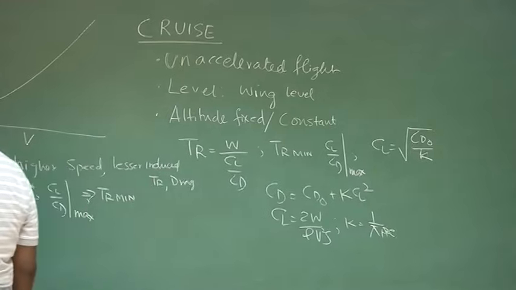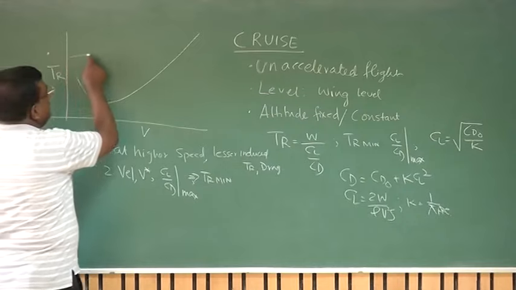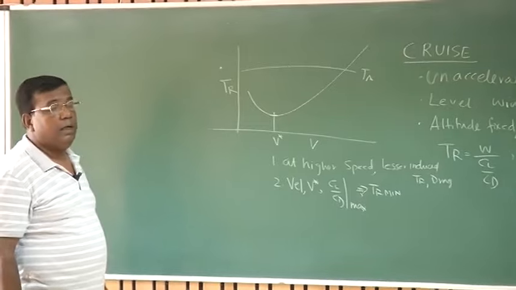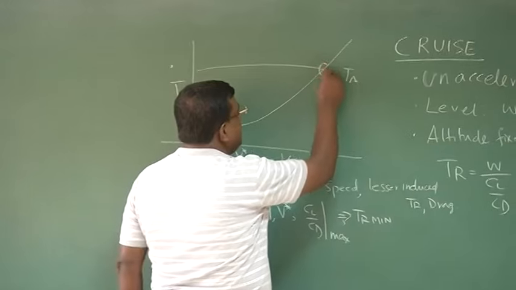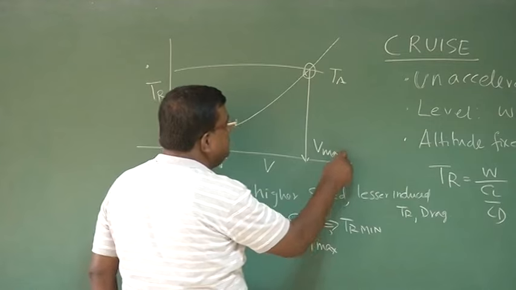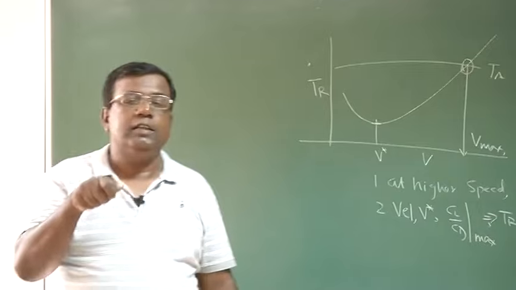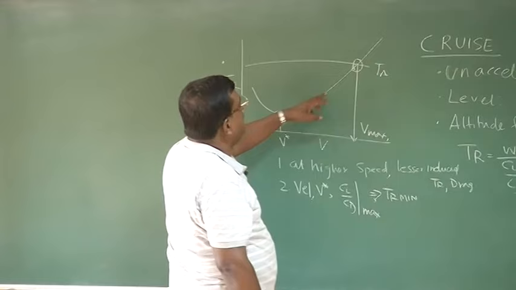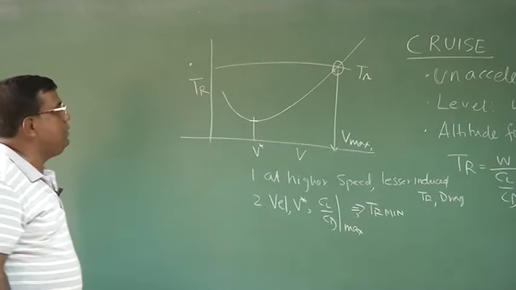Once we are through with thrust required, we also try to understand the engine which is supplying thrust, say typically a jet engine. Then the point of intersection here will give me the maximum velocity. That is the time when I have put the throttle of the engine full, and at that point, the thrust available and thrust required are the same. So this is my Vmax. This also we have understood.